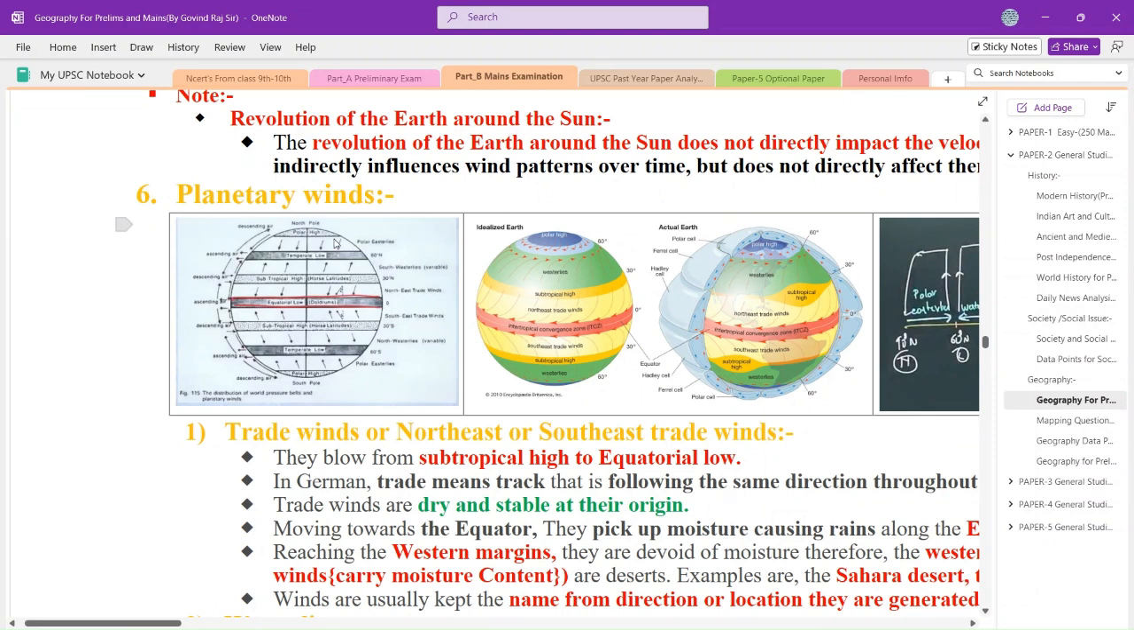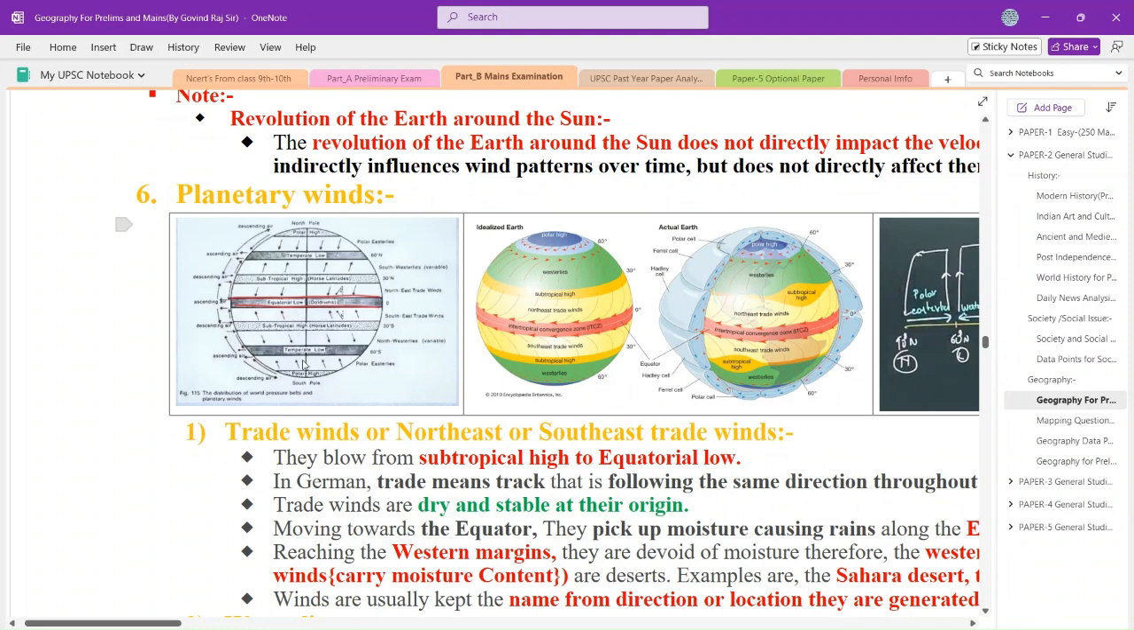After that we have 60 degree, and we have 90 degree. At 0 degree we have what is called the equatorial low. This you have to remember, equatorial low. At 30 degree we have the subtropical high, or what is called the horse latitudes. At 60 degree, it's called the temperate low. And close to 90 degree we have the polar high.